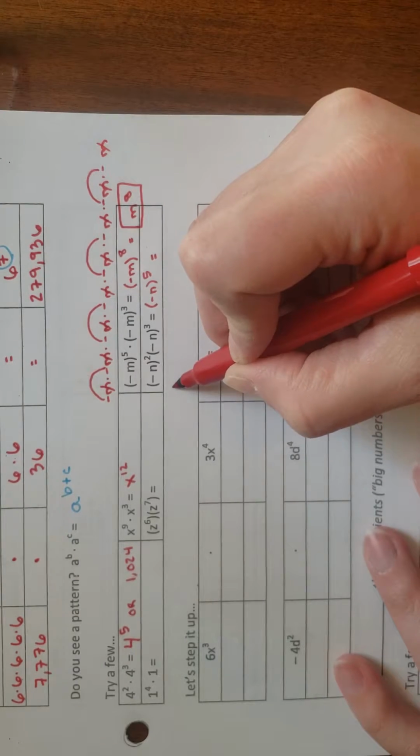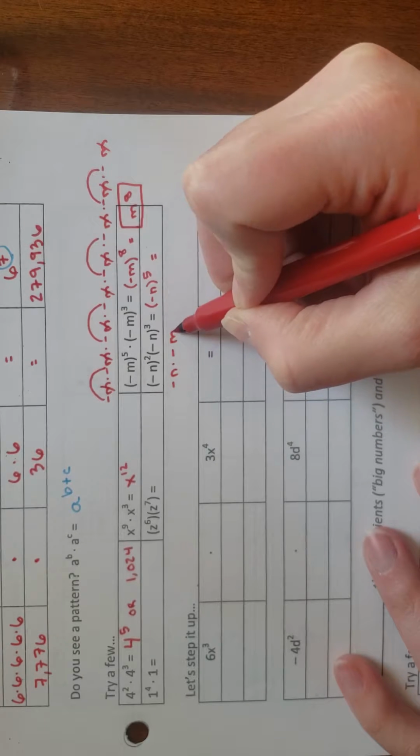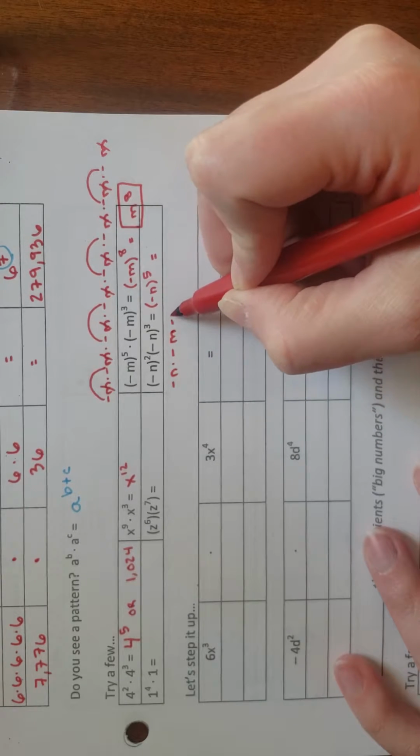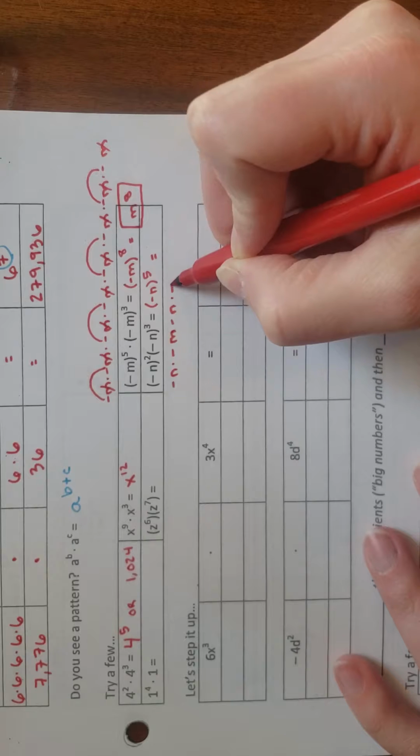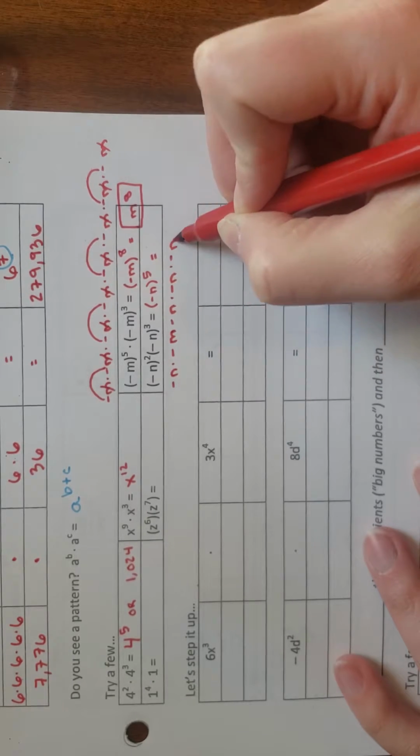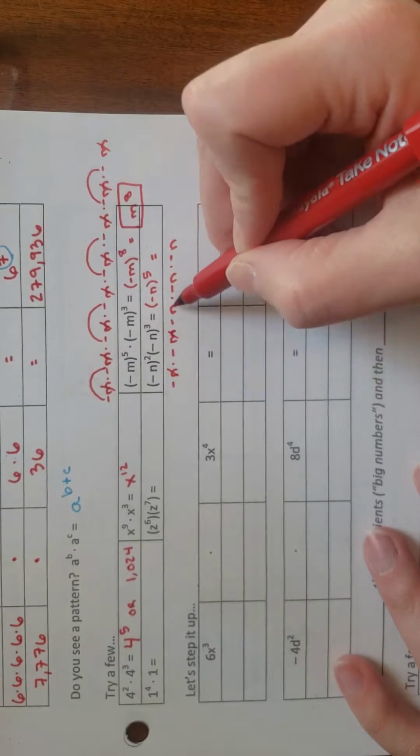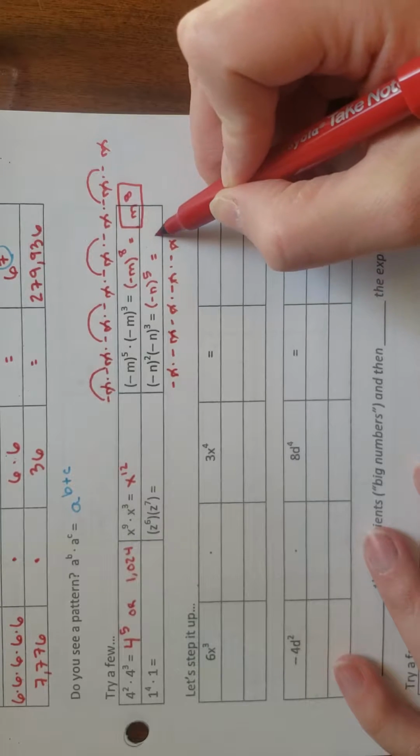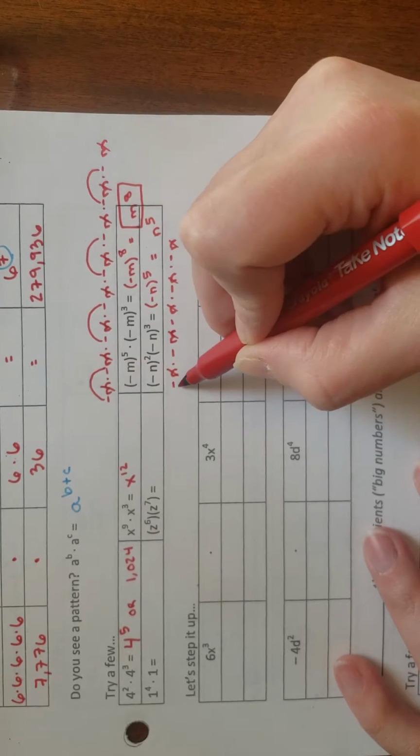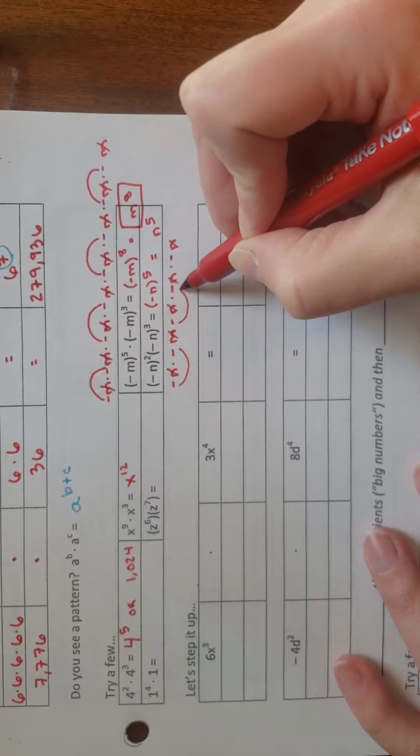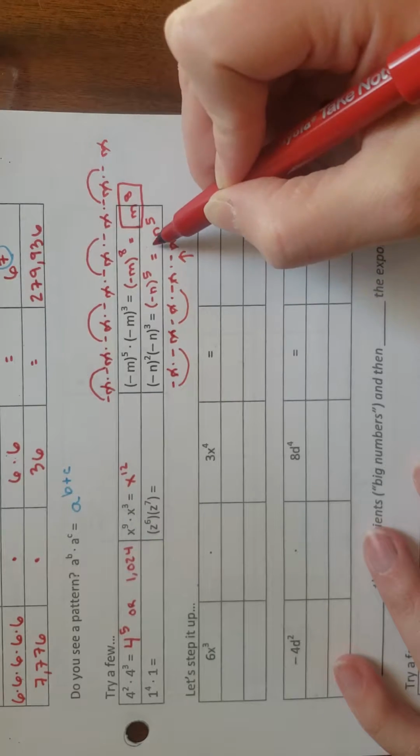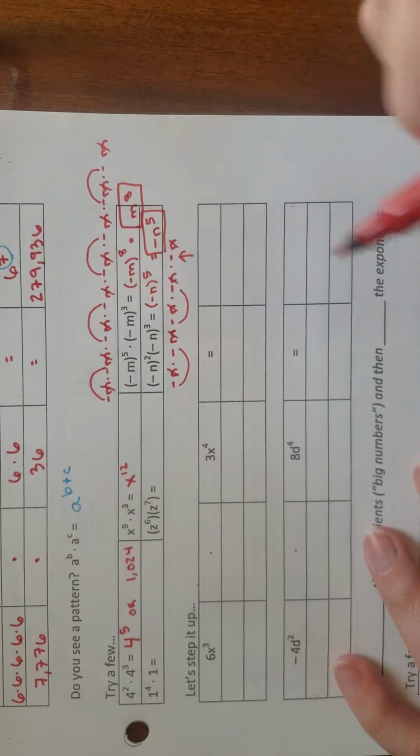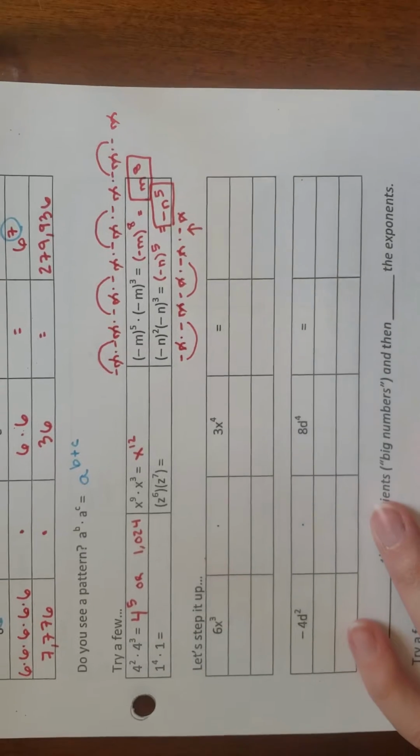Now if I multiplied negative n with itself, I said I was only going to do this once, there's a reason for it. It's hard to do that. Here's 1, 2, 3, 4, 5 n's. Negative and negative cancel out, negative and negative cancel out, and I have this negative left. So that's why this is a negative n to the 5th.